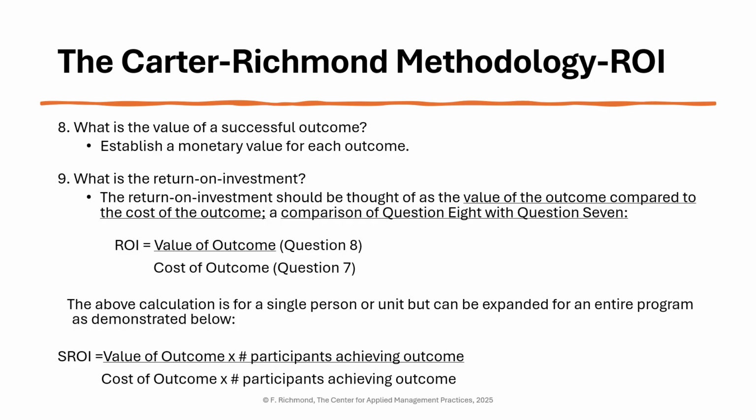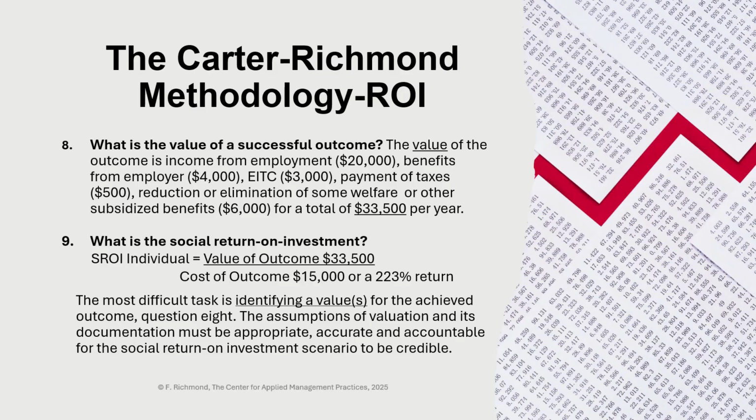So let's take a look at where we added in the 2 others. Remember those first 7 that are there. We had to provide a value of a successful outcome. That is the hardest part of the 7 or the 9 questions. How does one value some of those outcomes? Not easy. And then the return on investment is, again, arithmetic. I'm comparing the value to the cost. And I can do it for the person, which is in the middle of the page or screen, and I can do it for the whole agency. And let's take a look at an example. All right, so what is the value of that job? And I'm being very conservative here.